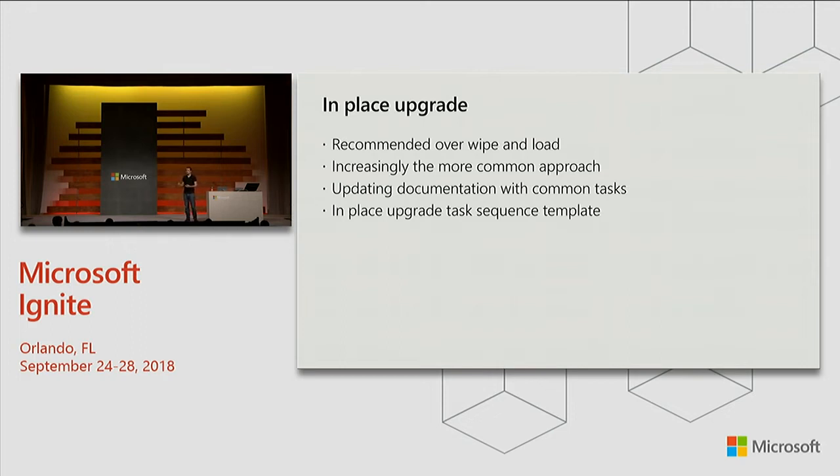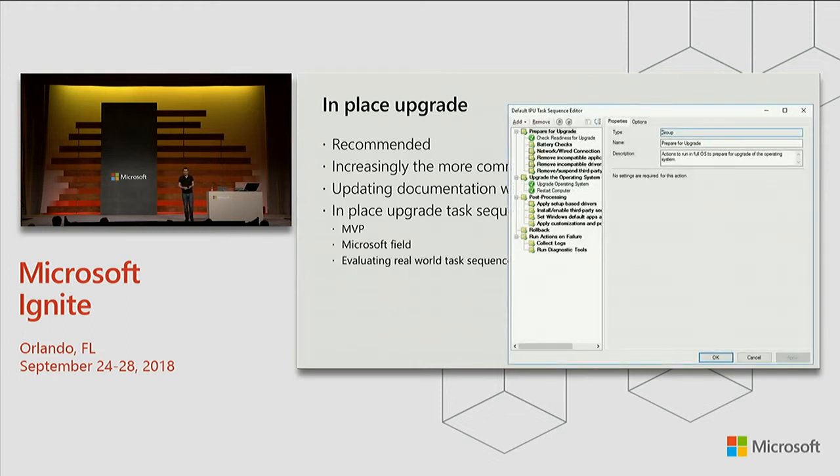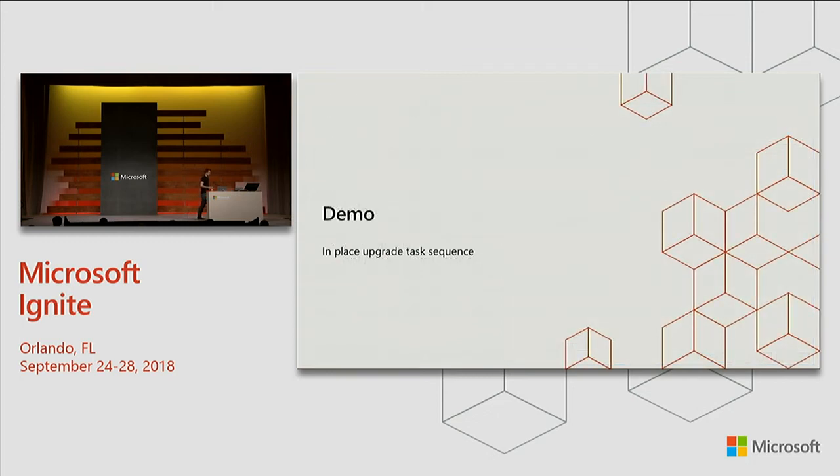So we've added the in-place upgrade task sequence template, and this is based on our Microsoft field. It's also based on our MVPs providing their feedback on what customers are doing with in-place upgrades. But crucially, it's also based on what customers that are already deploying at scale with Windows 10 are doing, so that we can feed that into our product and benefit the rest of the customer base at large. So you can see we have the basic task sequence template as the wizard finishes.